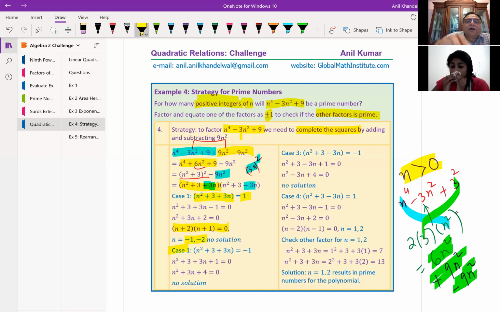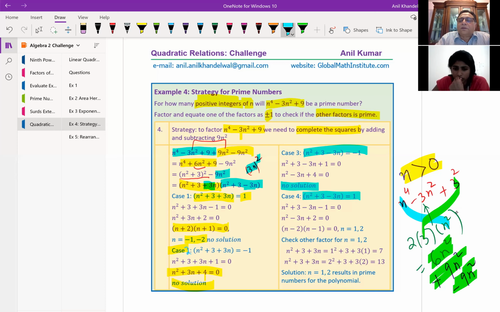The second case, let me write this. Case number 2 is when I equate the first factor to minus 1. In that case, I get an equation which has no solution in integers, correct? So no integer solution, and we leave that also. Third case, now we are working with the second factor, n squared plus 3 minus 3n. Equating that to minus 1, we really do not get any integer solution, right? So we are saying no solution for that case. And now the last case is equating it to plus 1. When you equate it to plus 1, bringing plus 1 to the left side, minus 1 and plus 3 makes it plus 2.